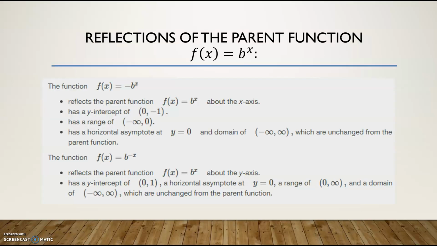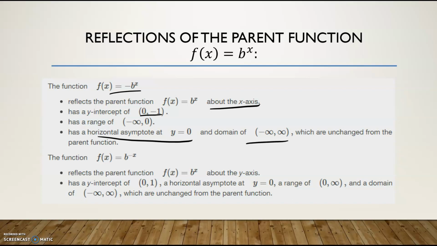Now let's talk about reflections of the parent function f of x is equal to b raised to x. So if we have a negative in front of b, it's going to reflect f of x equals b raised to x about the x-axis. So it'll have a y-intercept of 0, negative 1, and it'll have a range of negative infinity to 0. It'll also have a horizontal asymptote at y equals 0. The domain does not change.